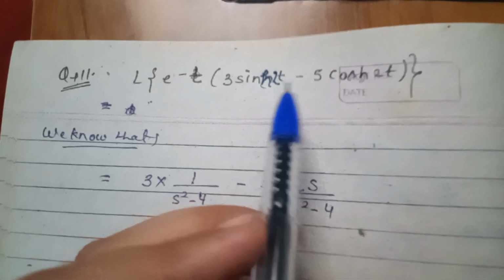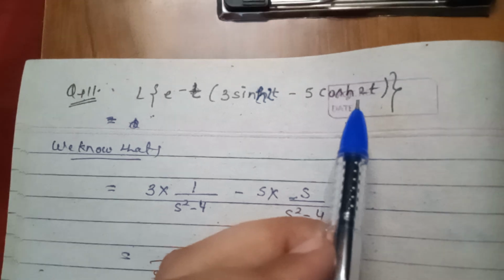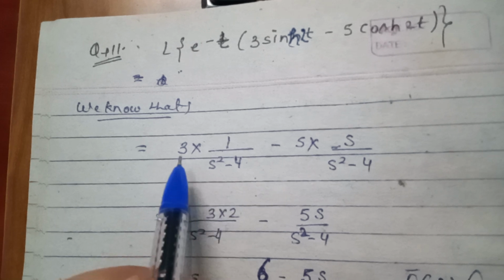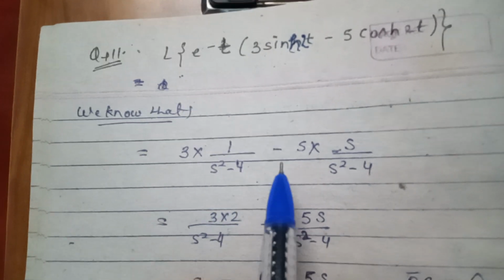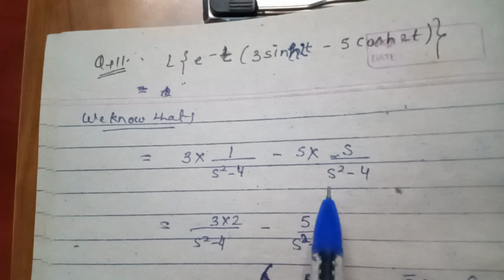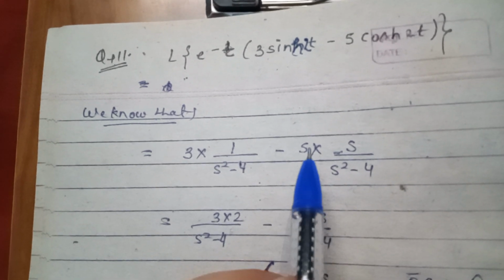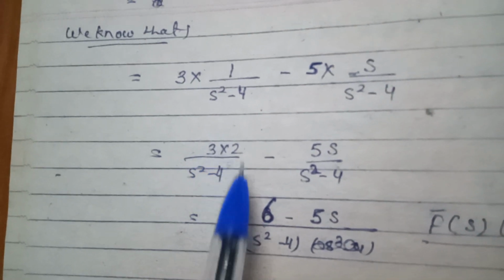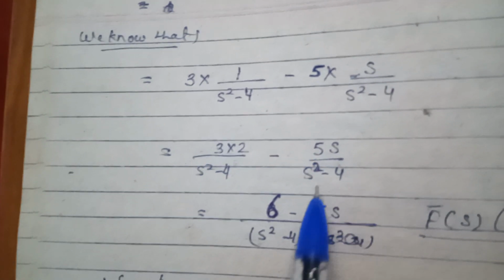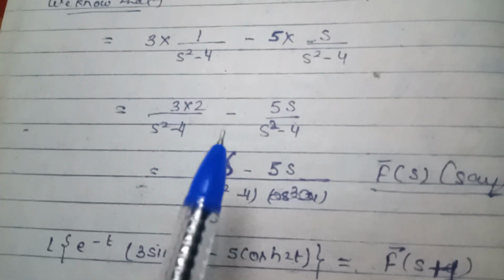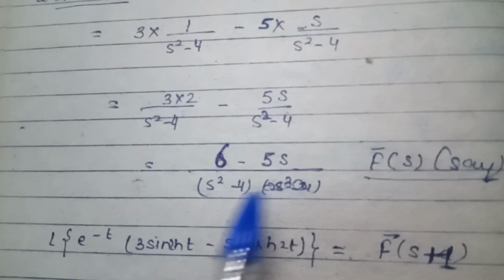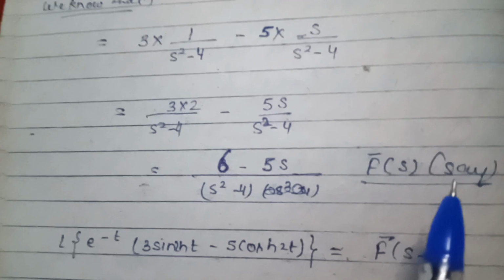Now there is a question: Laplace e to the power minus t (3 sinh 2t minus 5 cosh 2t). So we know that 3 into 2 by s square minus 4 minus 5s by s square minus 4, which is equal to (6 minus 5s) by s square minus 4. So f bar(s) we can say.